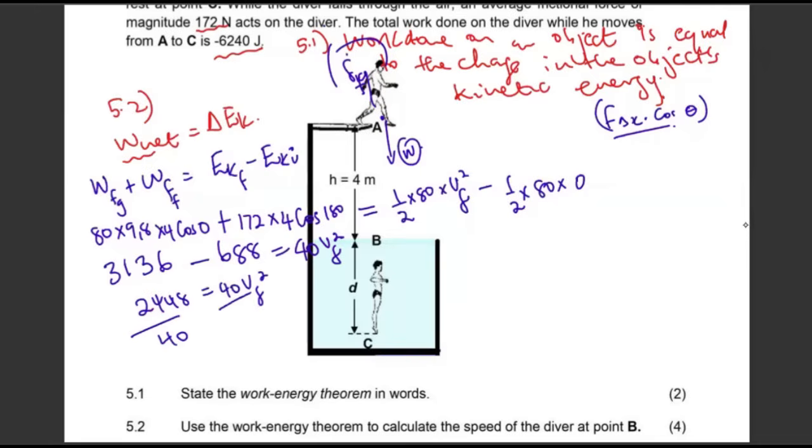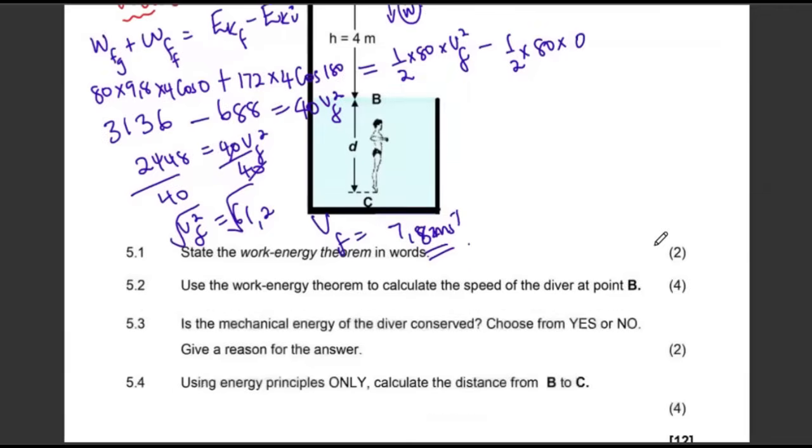Divide by 40 on both sides, meaning that our VF squared is equivalent to 2448 divided by 40, which is 61.2. Then let's find the square root on either side. So our V final, the square root of 61.2, gives me 7.82 meters per second. So the velocity with which this guy hits position B is 7.82 meters per second.